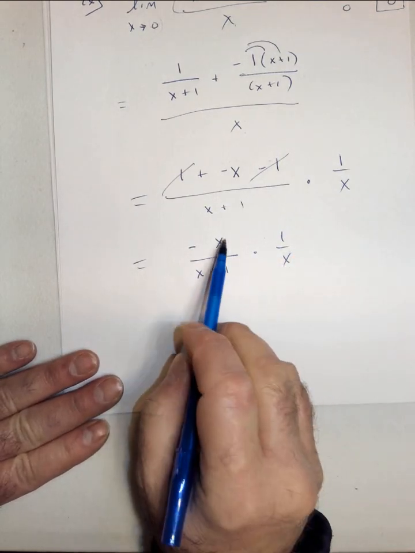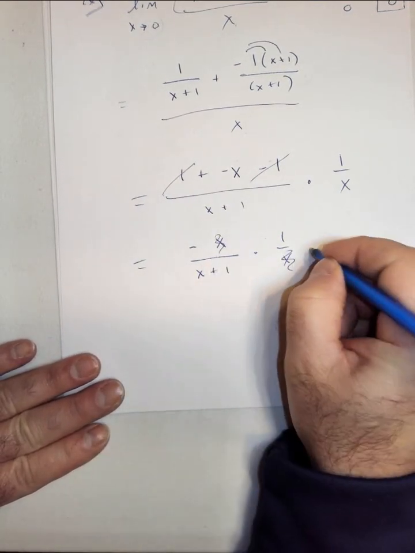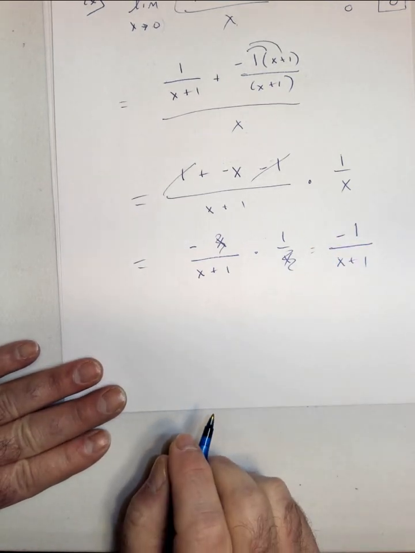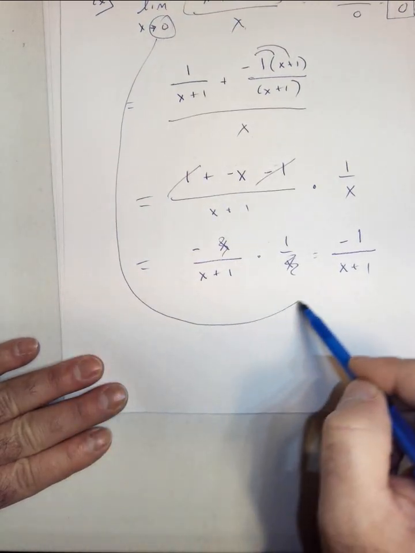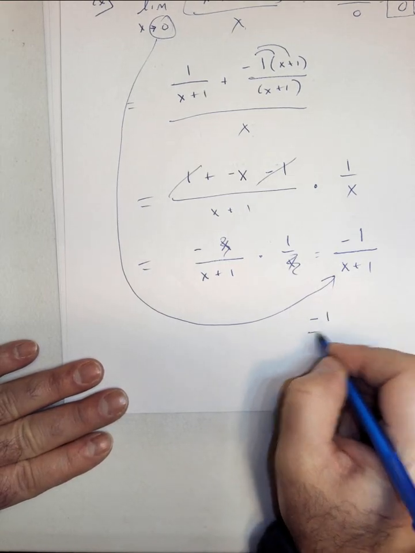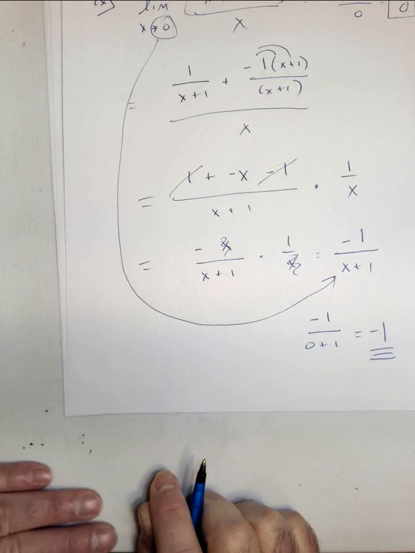And now we can see where the hole is. So we can get rid of that, and we're left with -1. So that is my reduced version. And now I can go ahead and plug in my 0 to see what my limit is. And there it is.